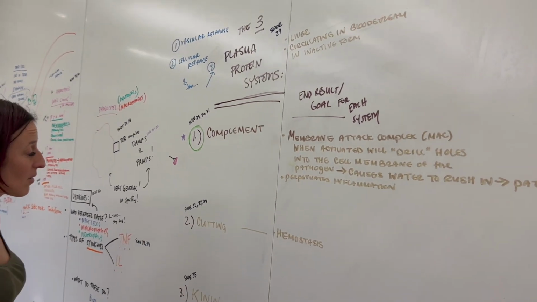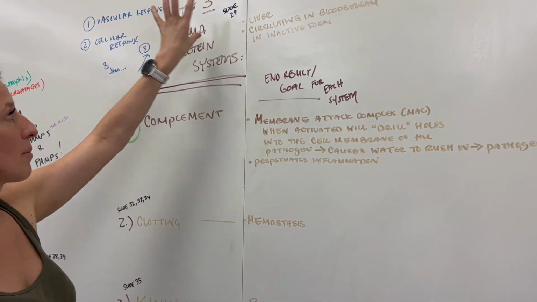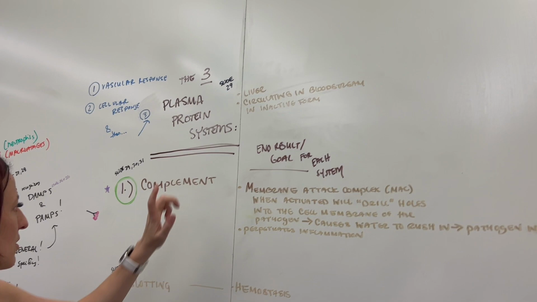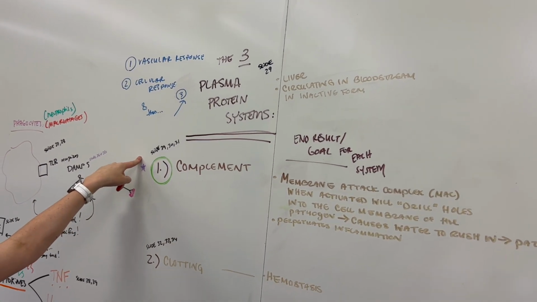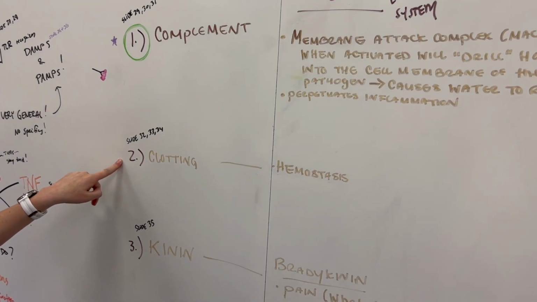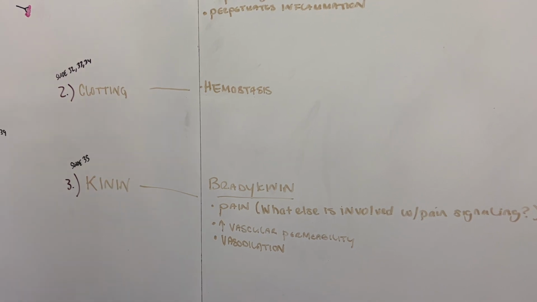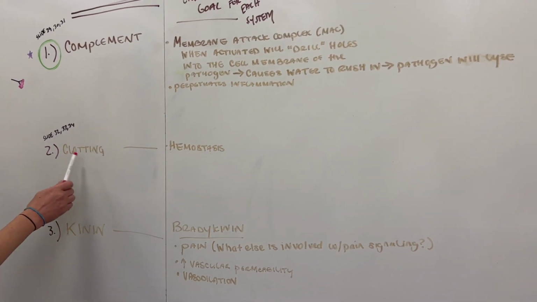Then just as a side note, we have the slide numbers here. The plasma protein systems in general is slide 29. Complement is 29, 30, and 31. Clotting is going to be slides 32, 33, and 34, and kinin will be 35. So our next system is clotting, which we've talked about before. This shouldn't be a new idea to you.